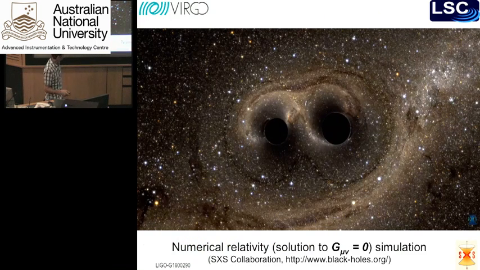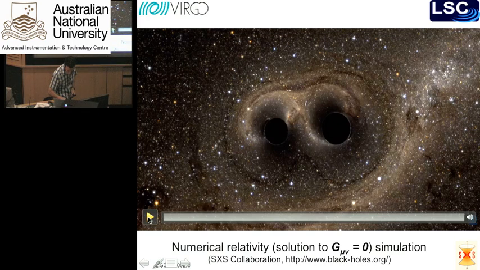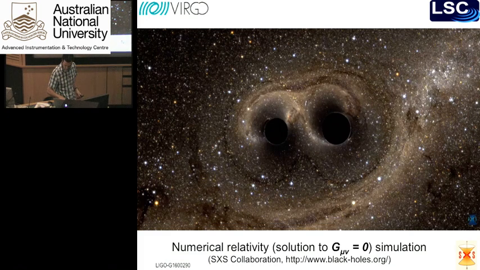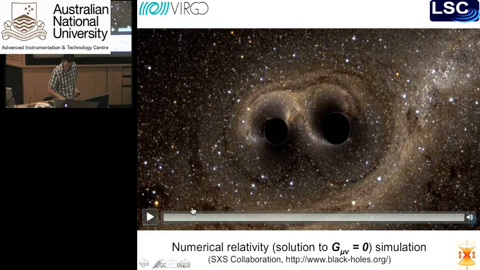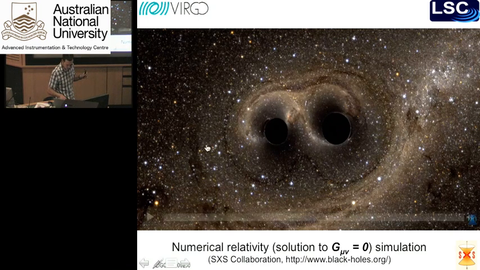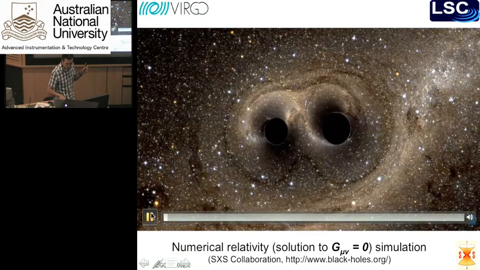So I don't know if you've seen this. Let's see, I may have to push play here. This is a numerical relativity simulation of what you would actually see if you were close enough to see it without dying for some reason. I don't think you would survive. I'm not sure what the star field is in the background. It may be the Milky Way. And this is literally what you would see.